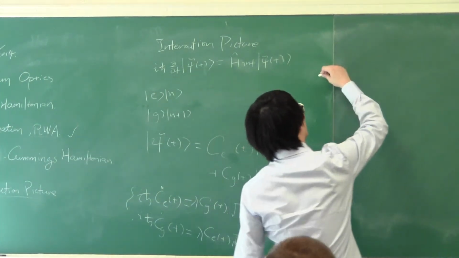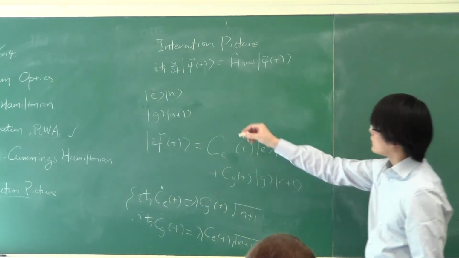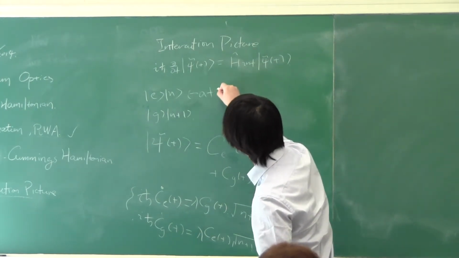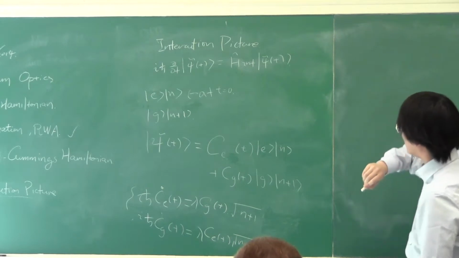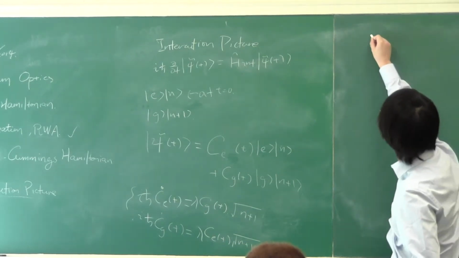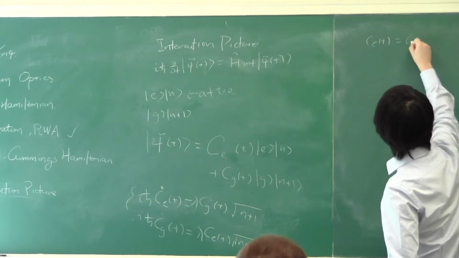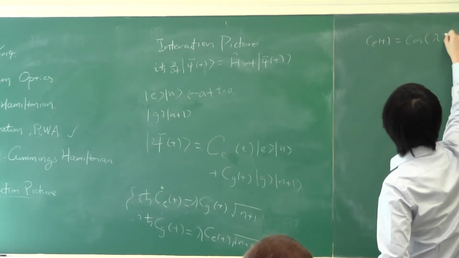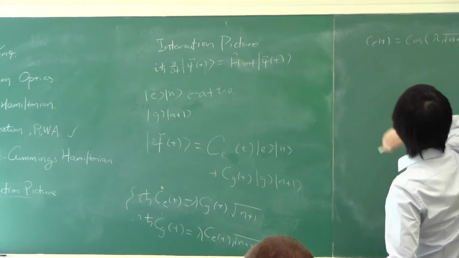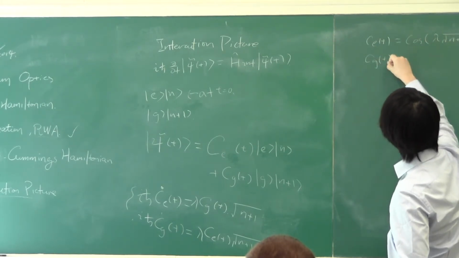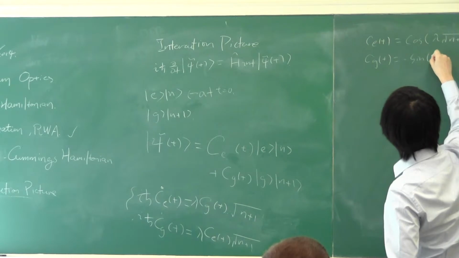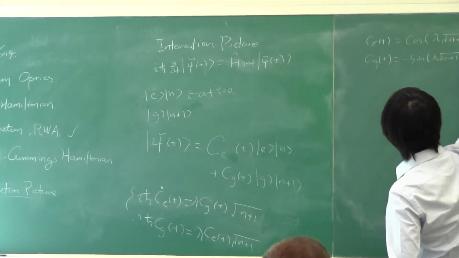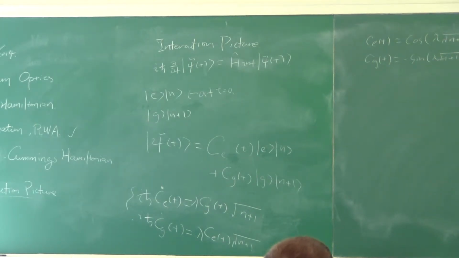So basically, given the initial condition at time t equals 0, I get that C_e of t is equal to cosine of lambda square root of n+1 t, and C_g of t is equal to minus i sine. Okay, so this is a simple solution in the simplest case possible, where we have the exact resonance and the initial condition was the atom in the excited state.